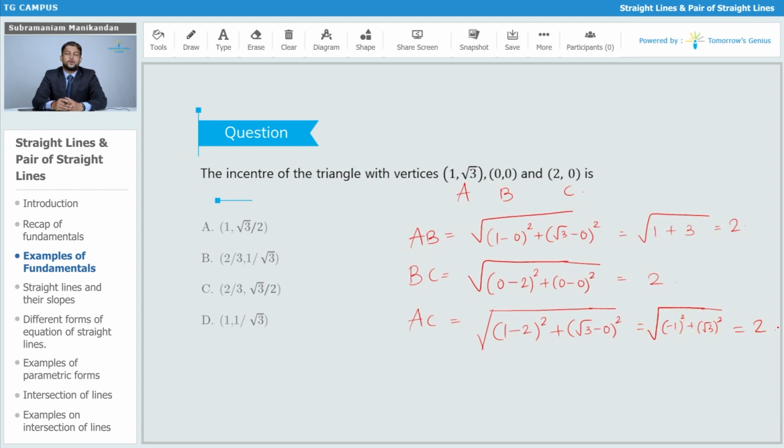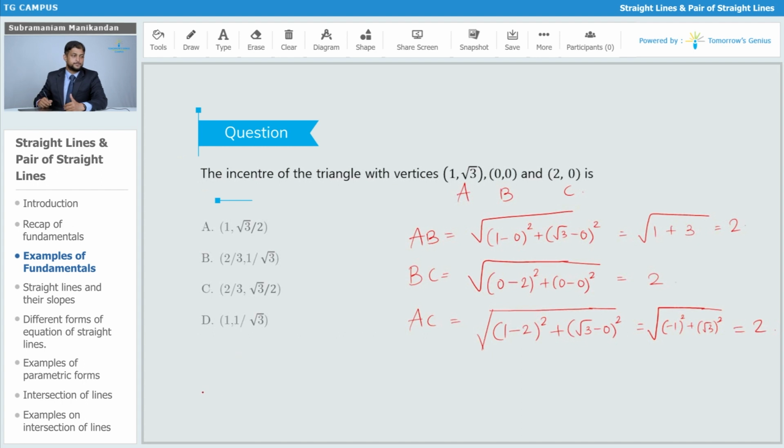We observe that the length of the sides of this triangle are equal to each other, which means that it's an equilateral triangle. If it is an equilateral triangle, the in-center of this triangle will correspond to or coincide with the circumcenter as well as the orthocenter as well as the centroid of this triangle. So instead of using the formula for in-center, which is possible by the way, it is possible to apply the formula for calculating in-center of this triangle. However, the easiest formula to use is the formula for calculating the centroid of the triangle.